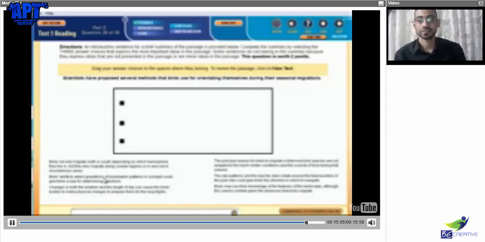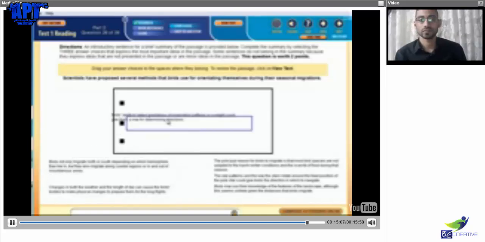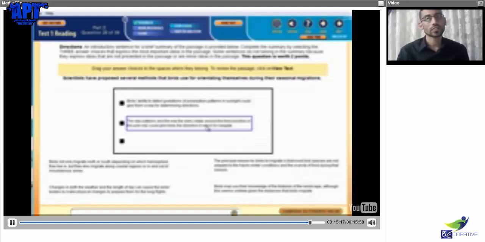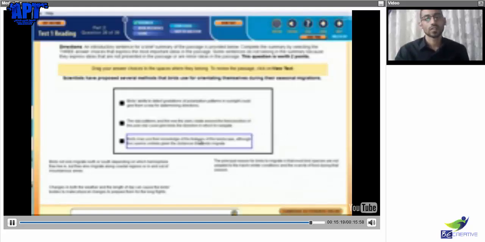Well, I would say that is one. Changes in both the weather and the length of day. No, not that one. The star patterns. I would say these three.